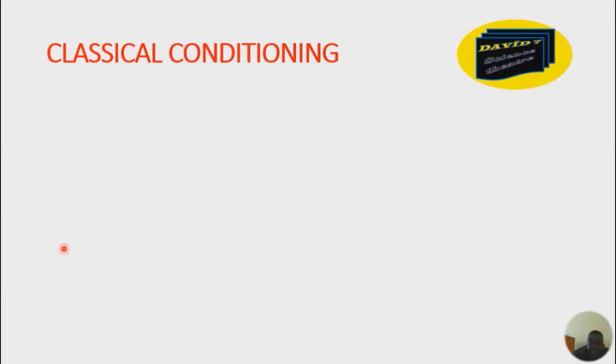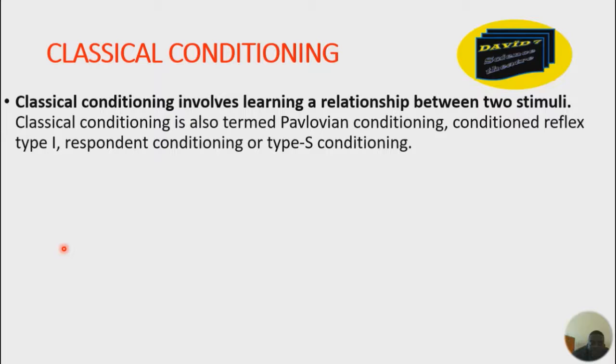Let's talk about classical conditioning. Here, it involves learning a relationship between two stimuli. And if you learn a stimulus and behavior, that will be apparent. So in classical conditioning, you have learning between two stimuli relationship. So classical conditioning is also called Pavlovian conditioning, or conditioned reflex type 1, or respondent conditioning, or type S conditioning. All these are names of a single thing.